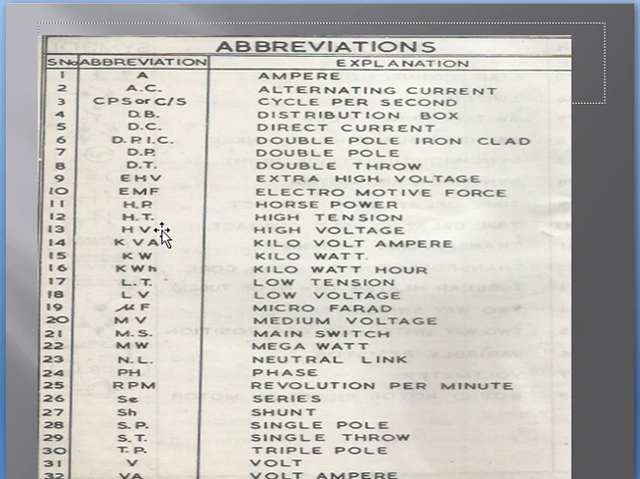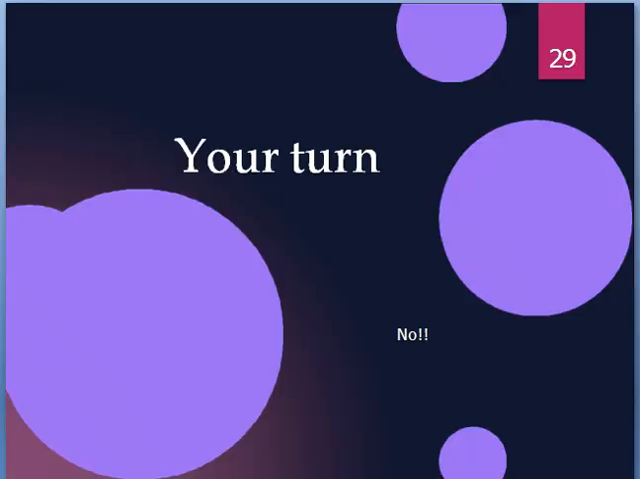HV is high voltage. Next, KVA, kilovolt ampere. KW is kilowatt. Next, kilowatt hour. LT, low tension lines, HT, high tension lines, LV, low voltage lines. This is microfarad.